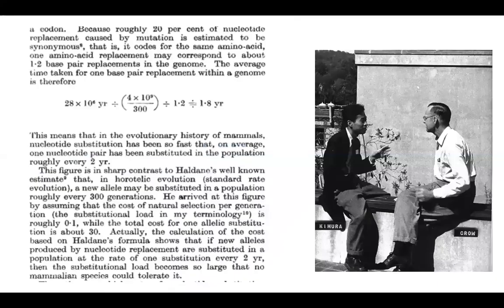Okay, now that we have an understanding of Haldane's cost of selection, let's return to Kimura's 1968 paper. Kimura, using empirically estimated substitution rates and the number of substitutions on average between mammals, calculated that on average a substitution must have occurred every 2 years. He writes, quote, "This figure is in sharp contrast to Haldane's well-known estimate." He notes that under the substitutional rate that he's calculated from the empirical data, quote, "the substitutional load becomes so large that no mammalian species could tolerate it."